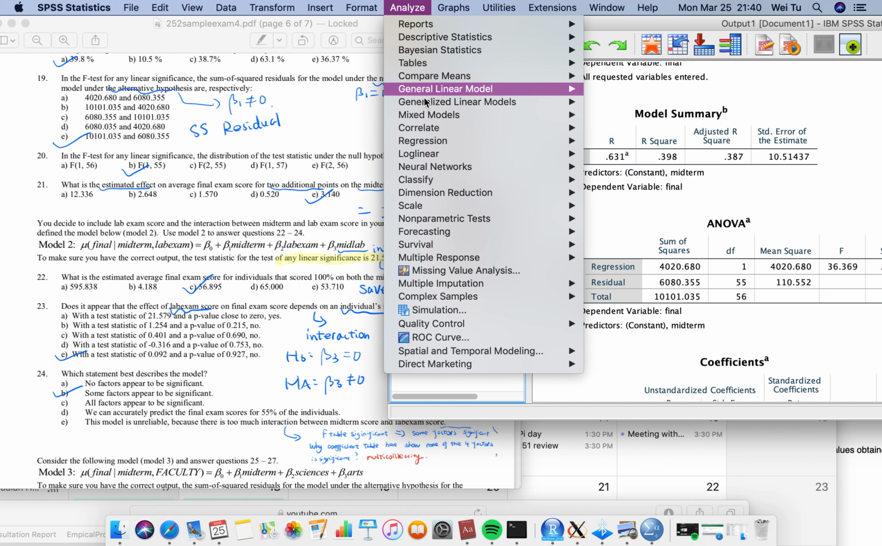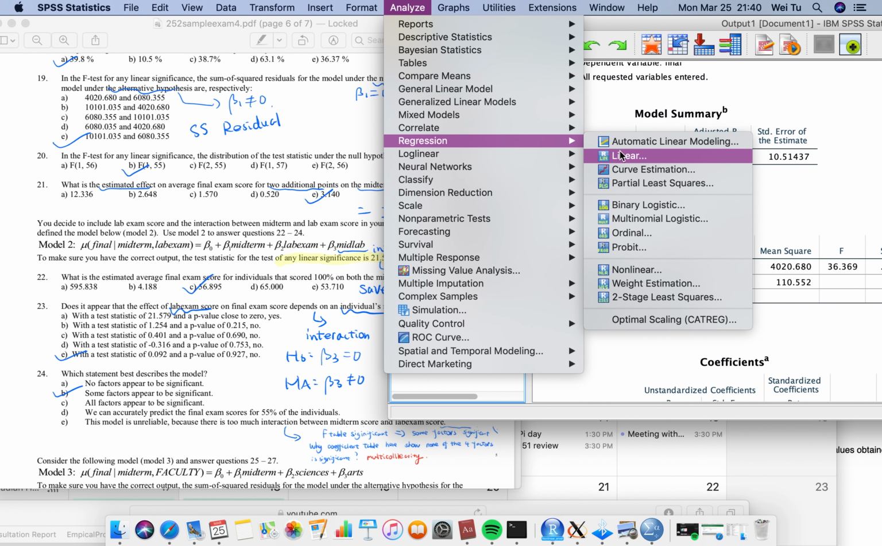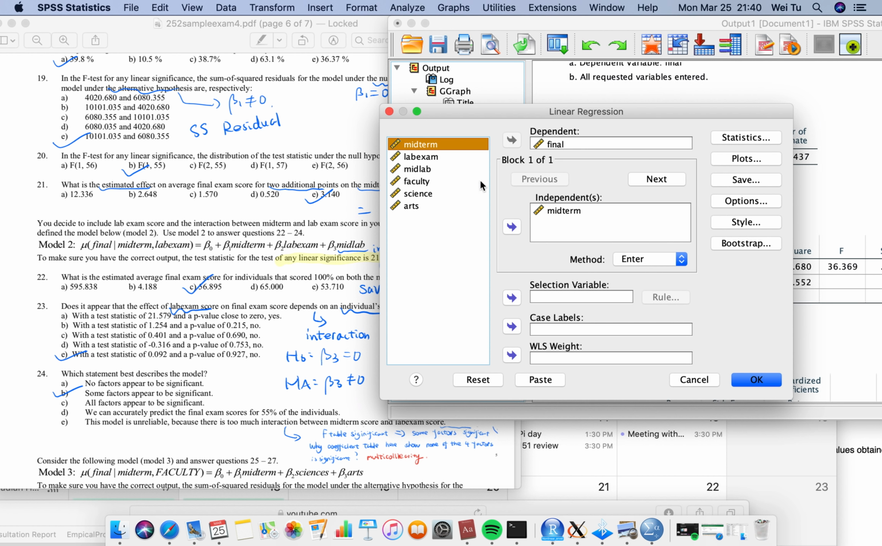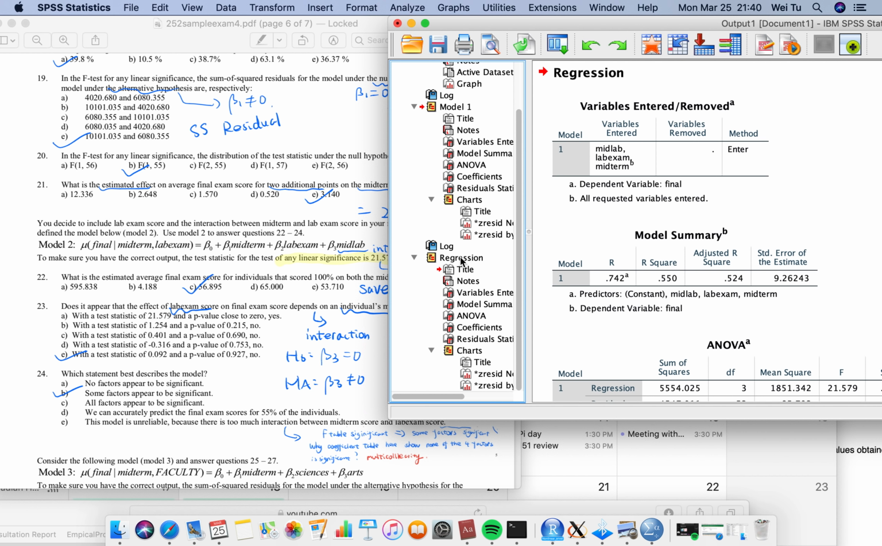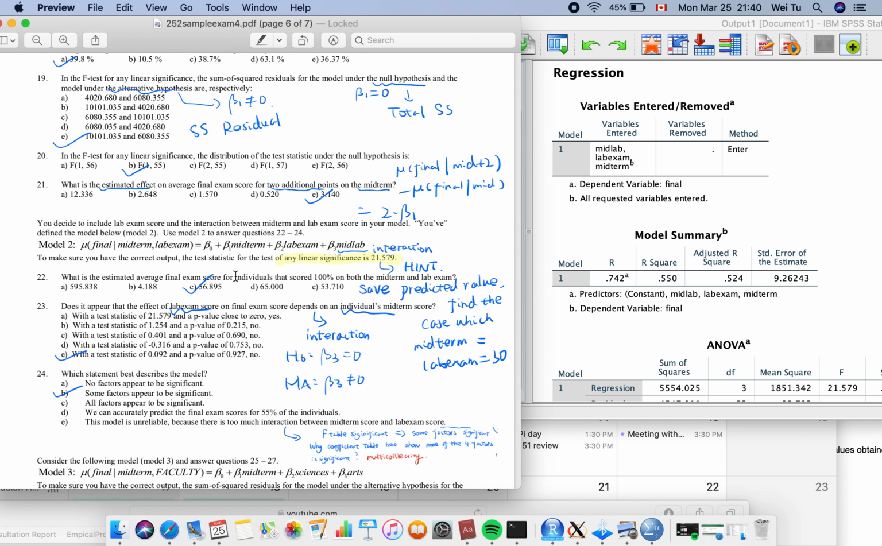Model 2. So analyze, regression, linear regression. So model 2, we have midterm, lab score, and then we have the mid-lab, which is the interaction term. And then let's do OK. And then let's change this to model 2. So model 2, the first question they ask is, what is the estimated average final exam for someone who scored 100 for both midterm and lab? So this is the prediction, right?